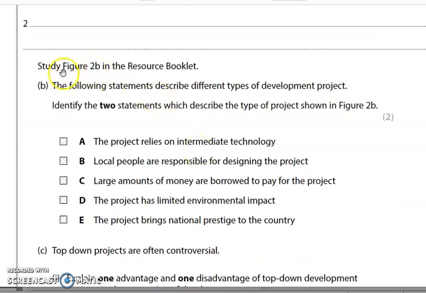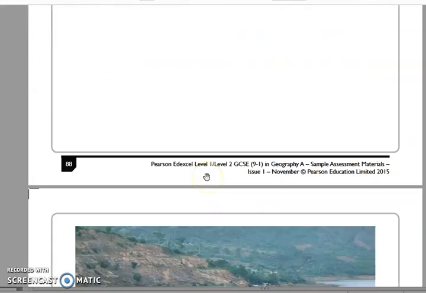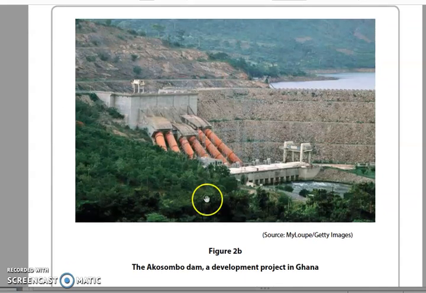So now the next one, study figure 2b in the resource booklet. Before we look at the question, let's have a look at it. What can we see? We can see the Akosombo Dam, a big development project in Ghana. Now we can see this is a major dam.